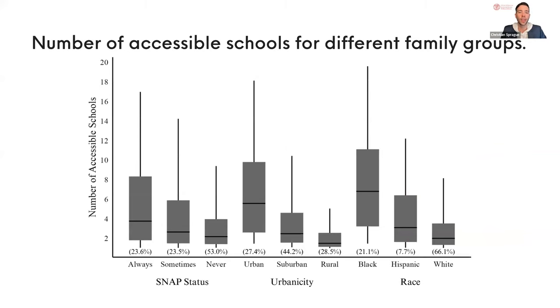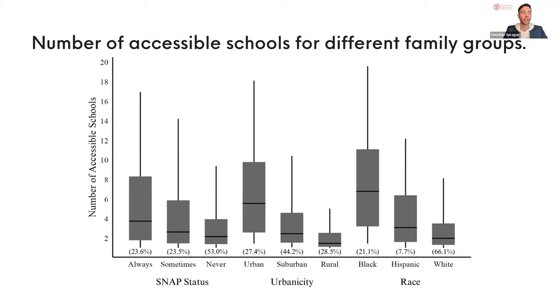So here are some results from the empirical part of my dissertation. This is the number of accessible schools for different family groups. On the x-axis, I have it broken out by different kinds of family groups: race, urbanicity, which is urban, suburban, rural, and then SNAP status, which is a proxy for socioeconomic status. SNAP in the US is the Supplemental Nutrition Assistance Program, essentially giving assistance for students to receive free lunches, and it's a good proxy for socioeconomic status here. On the y-axis, we have the number of accessible schools: how many schools are actually easily accessible to students from their place of residence?